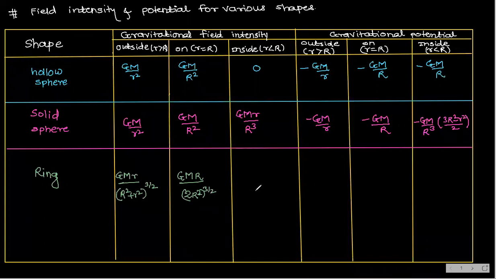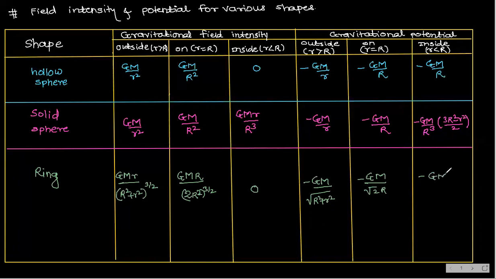Next, inside the ring, you will get gravitational field intensity equal to 0. Then potential here, minus GM by under root of R square plus small r square. Here it is minus GM by root 2 R, and inside it is minus.